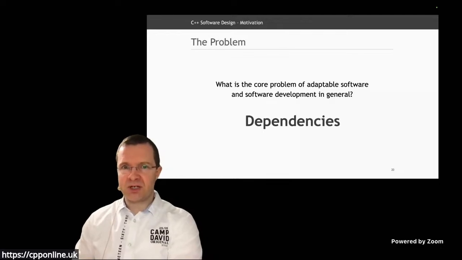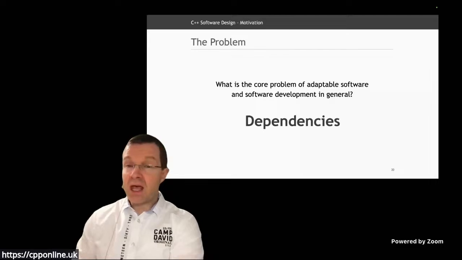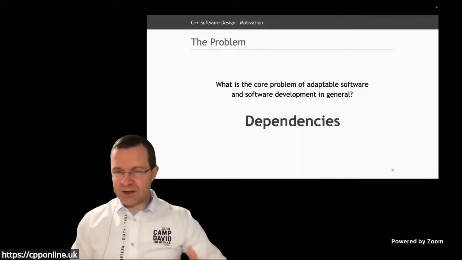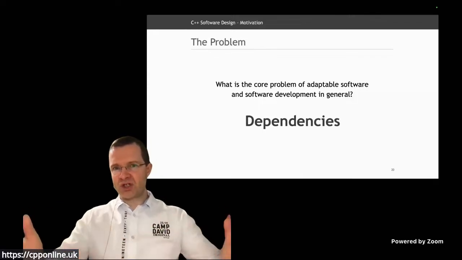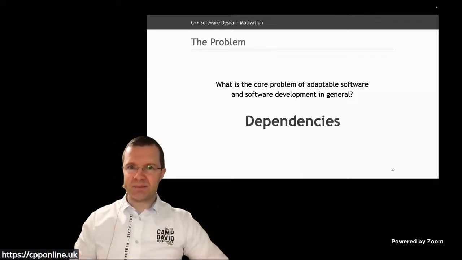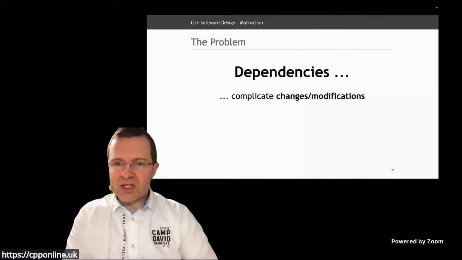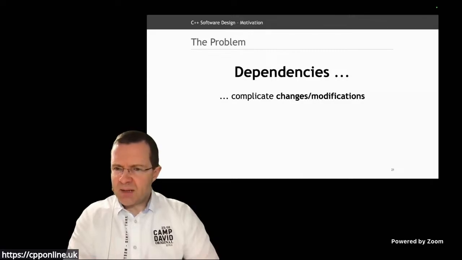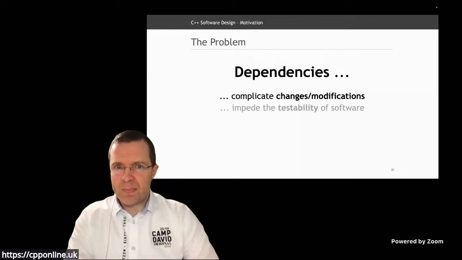Things depend on each other. Some piece of code depends on another piece of code. And if this other piece of code changes, well, your code might change as well. And this can create an avalanche of changes running over the entire code base. So dependencies make changes and modifications so much more difficult. Sometimes so difficult that nobody wants to change it anymore.